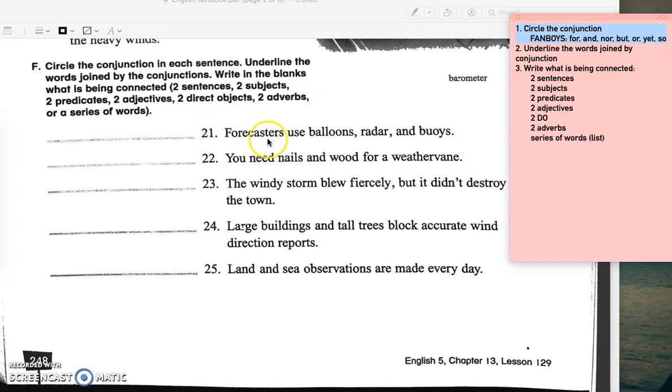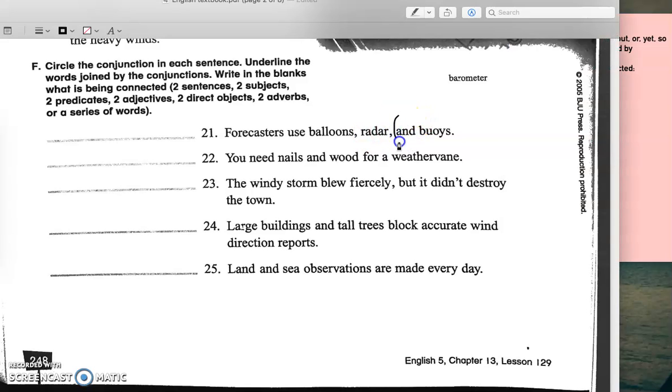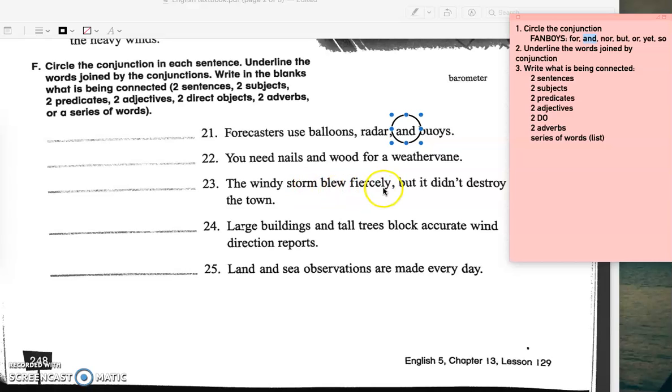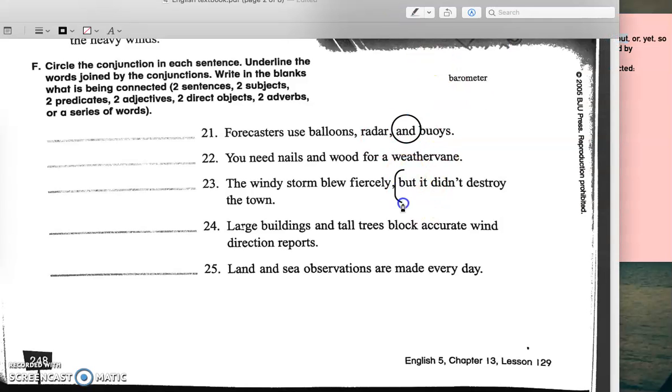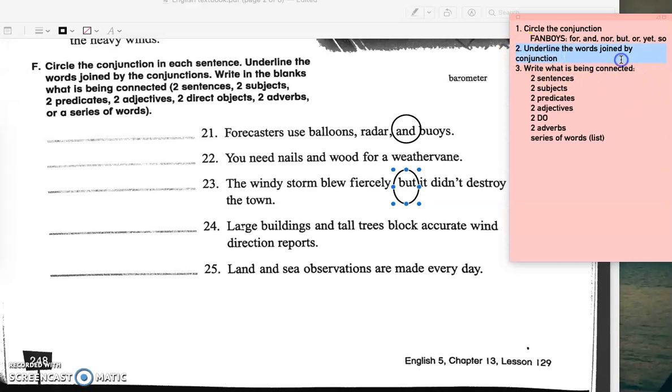Number 21. Forecasters use balloons, radar, and buoys. It's a list, right? But the conjunction is and. So we're going to circle it. All right, let's do 23. The windy storm blew fiercely, but it didn't destroy the town. Conjunction, but. Okay, now 2. Underline the words joined by the conjunction.